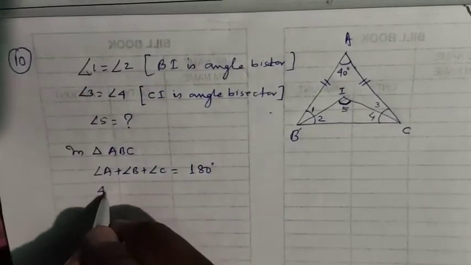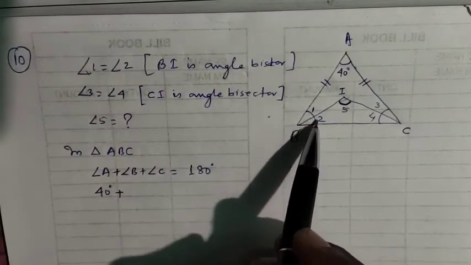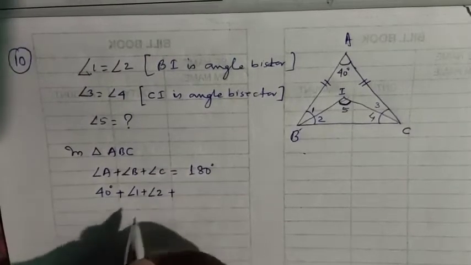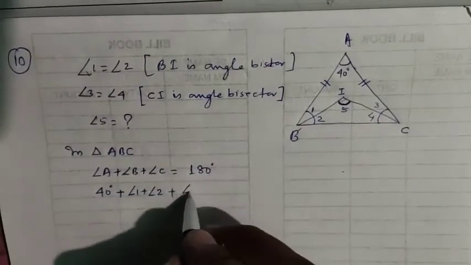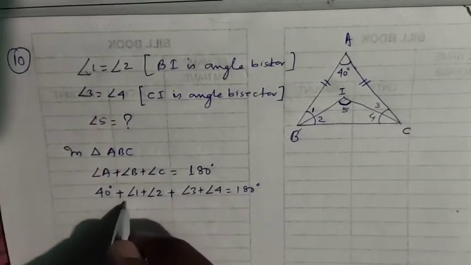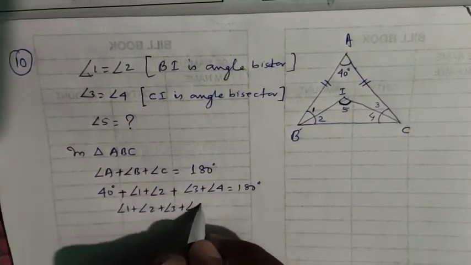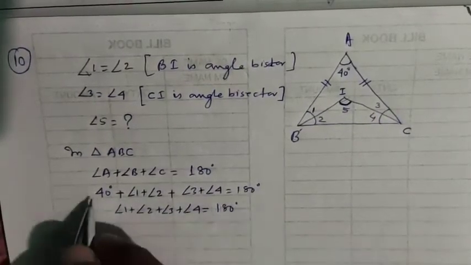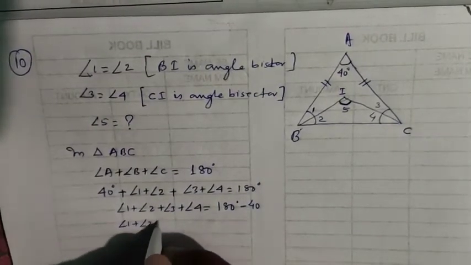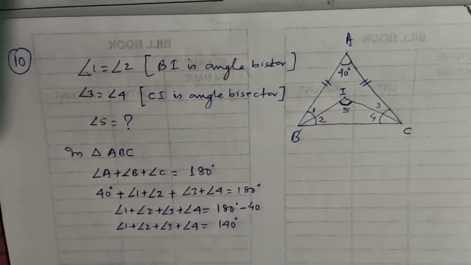The value of angle A is given, 40 degree. In place of angle B we can write angle 1 plus angle 2, and in place of angle C we will write angle 3 plus angle 4, is equal to 180 degree. Angle 1 plus angle 2 plus angle 3 plus angle 4 is equal to 180 degree. This 40 we will send this side, minus 40. Angle 1 plus angle 2 plus angle 3 plus angle 4 is equal to 140 degree.